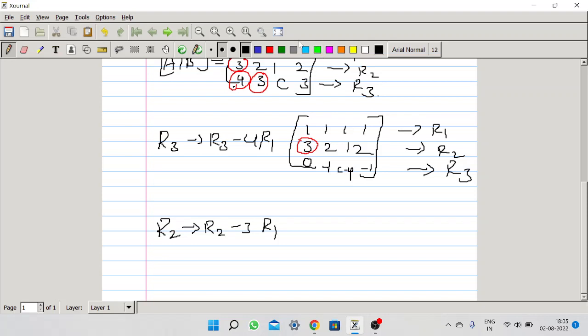Let me say it clearly. I am just multiplying R1 by this element and R2 by the first element, and subtracting the operations. That is nothing but R2 minus 3R1. Then the element 3 will become 0. That is the row operation I am doing here.